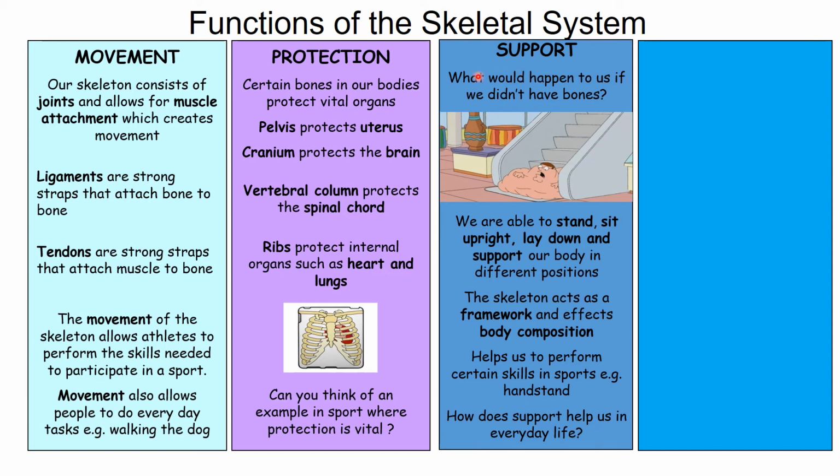Support. What would happen to us if we didn't have any bones? As you can see here, Peter Griffin from Family Guy, if he didn't have any bones, he'd be a big blob of nothing on the floor. Okay, so the support, the skeleton system holds us up. We're able to stand, sit upright, lay down, and support our body in different positions. And the skeleton acts as a framework and affects body composition. So body composition is just the amount of muscle compared to fat we have on our body.